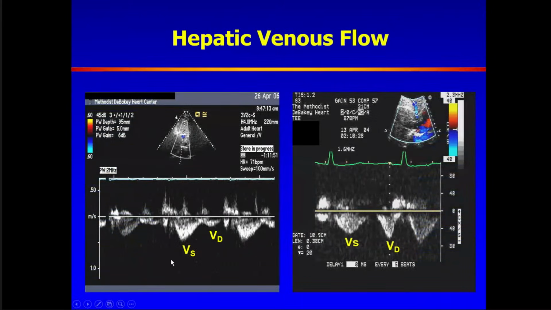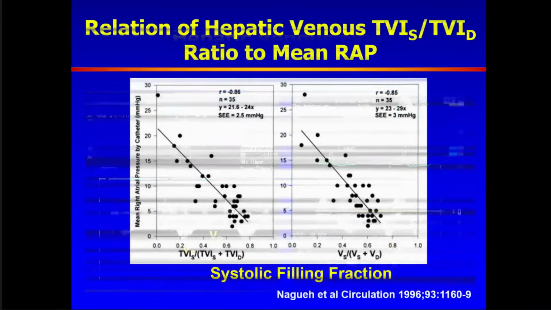The hepatic vein flow is more useful in our experience. The systolic to diastolic velocity ratio in someone with a pressure less than 5, when it's 5 to 10, you tend to see similar velocities. Again, you can look at velocities as well as time velocity integrals.